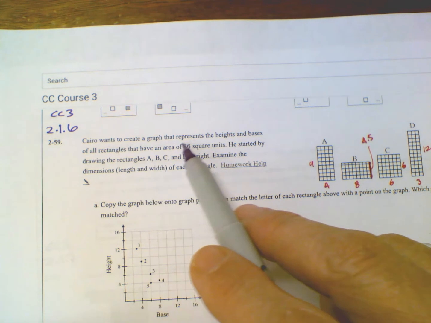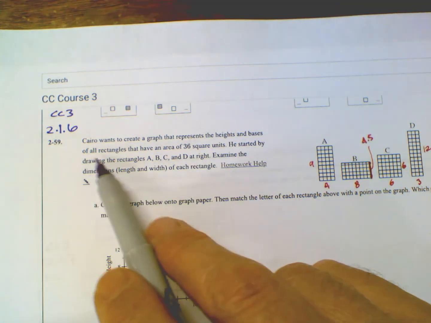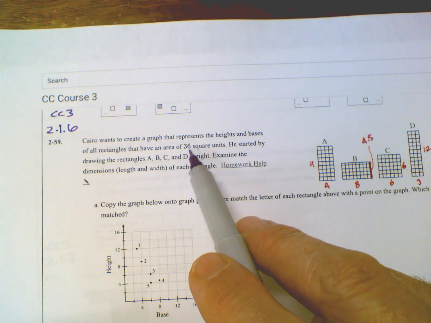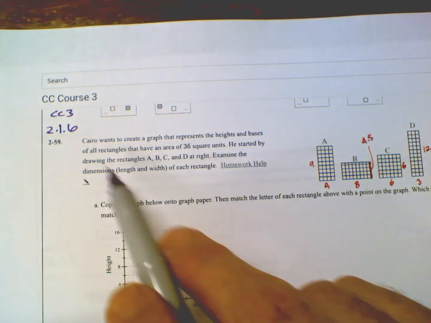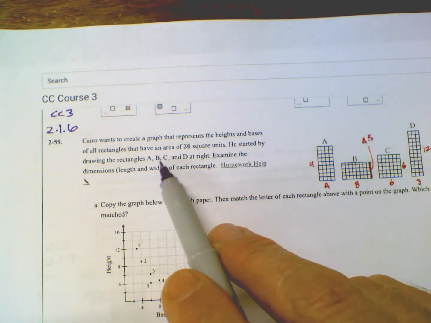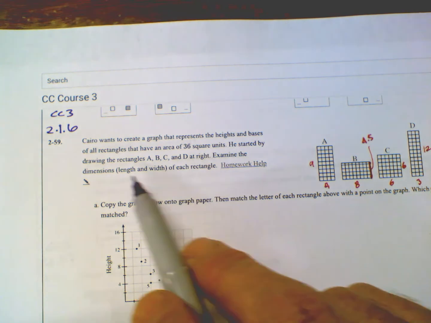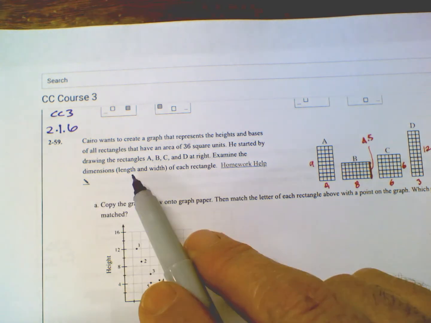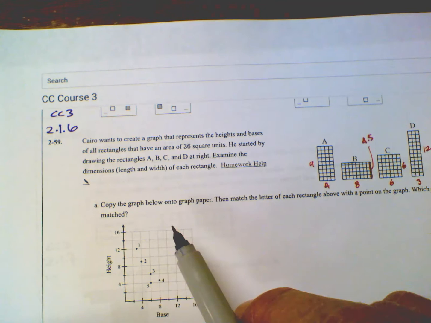Cairo wants to create a graph that represents the heights and bases of all rectangles that have an area of 36 square units. He started by drawing the rectangles A, B, C, and D at the right. Examine the dimensions, length and width of each rectangle.